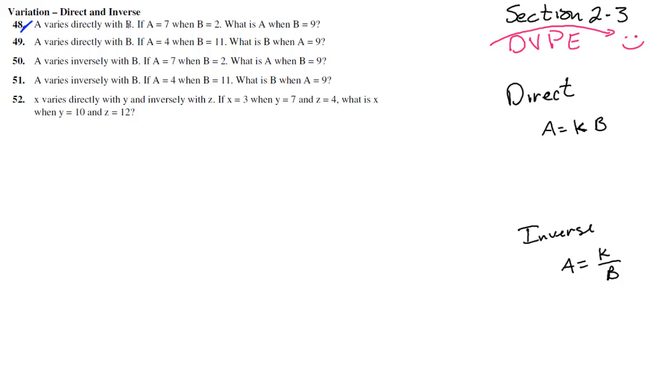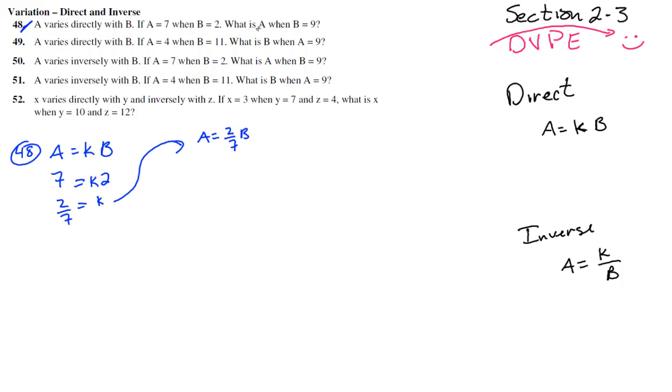A varies directly as B. So on 48, we're going to get A is some constant times B. It says A is 7 when B is 2. So that means the constant, stop right there, divide by 2. The constant is 2/7. All right, so now we stick that in, so we know that A is always going to be 2/7 of B.